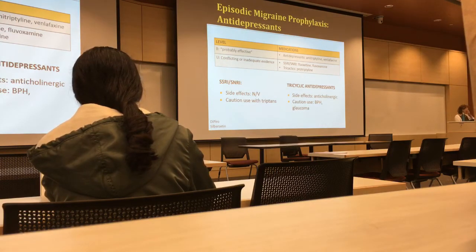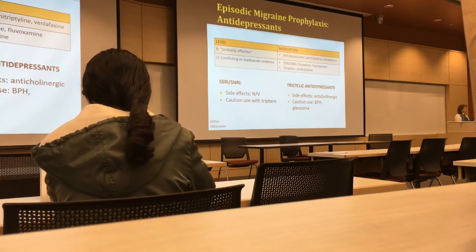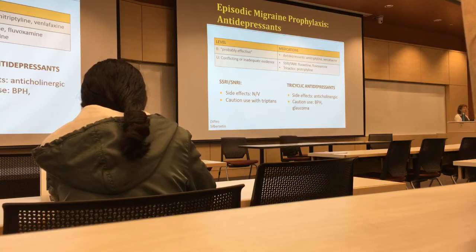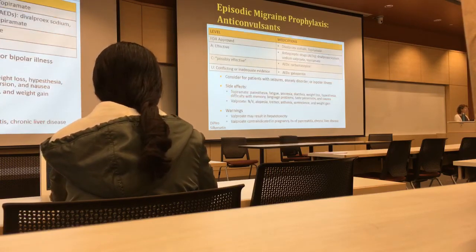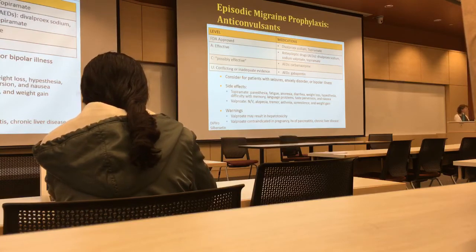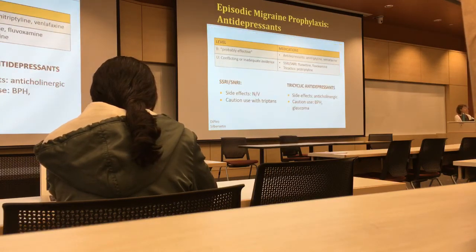So these are antidepressants. We have amitriptyline and venlafaxine. Venlafaxine, although it doesn't have great trials, it's a class B, has less anticholinergic side effects than amitriptyline. So that will be used. You have to worry about BPH and glaucoma and serotonin syndrome with your triptans if you're using those frequently. May aggravate other conditions, if you don't want to use the amitriptyline because it has a lot of anticholinergic side effects.